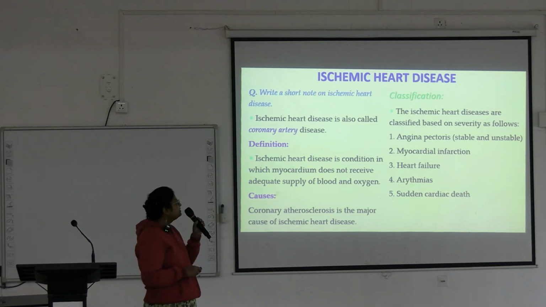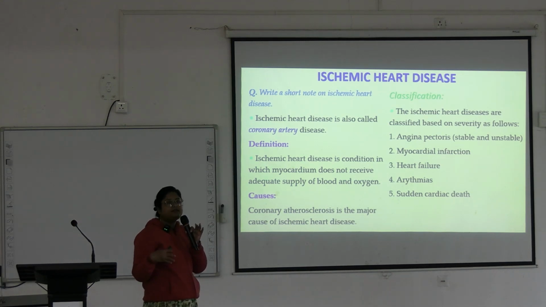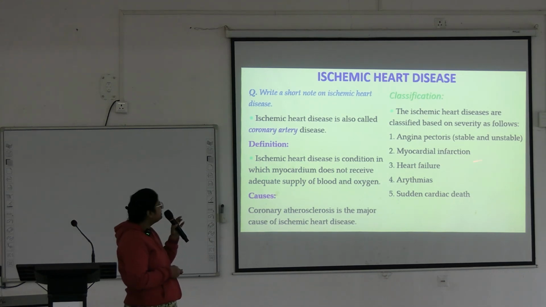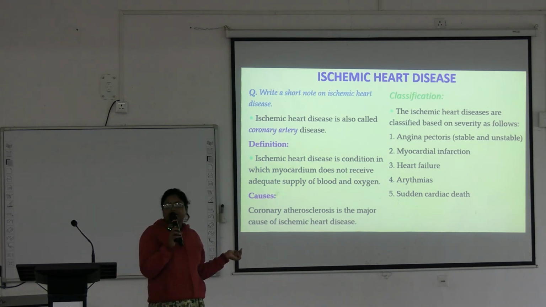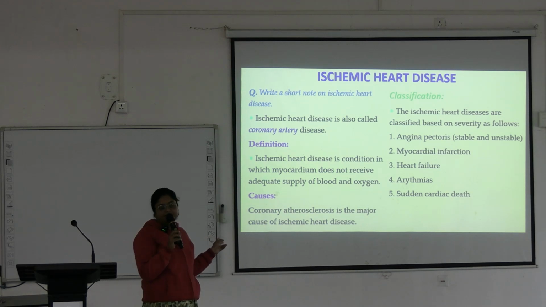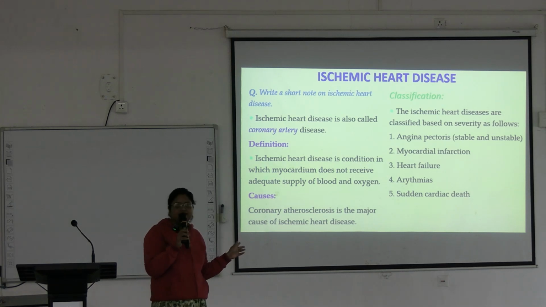Okay, so this is in increasing severity. First there will be pain. Continuous pain is stable angina. Pain coming and going is unstable angina. That is occurring due to ischemia, temporary loss of blood supply, and due to temporary loss, there will be angina pectoris. If there is permanent loss of blood supply, it will lead to myocardial infarction.